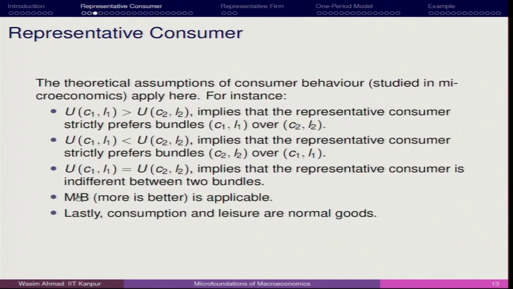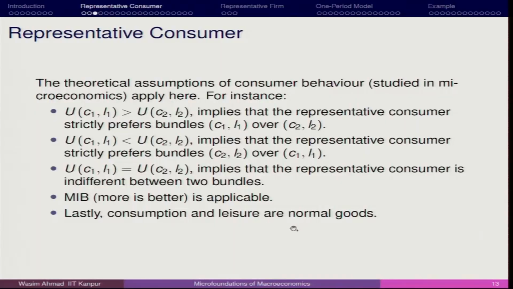The second thing is that more is better. More is better is applicable because the consumer would like to have more of both goods: he would like to consume more, and he would like to have more leisure. But given the budget constraint that this representative agent is going to face, he cannot have both increasing. As a normal human being, though, this representative consumer expects that he should have more of both. Lastly, consumption and leisure are normal goods, and only then will we have these scenarios under the convex setup.